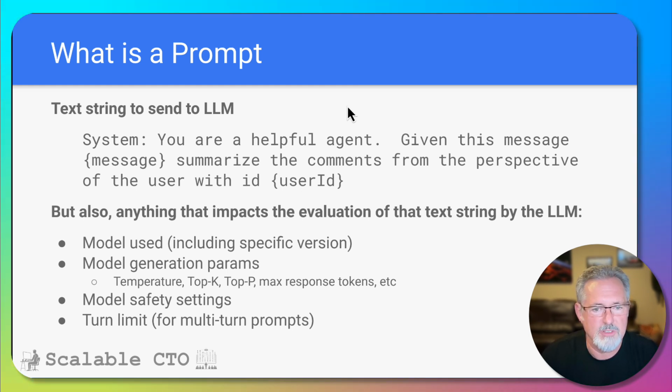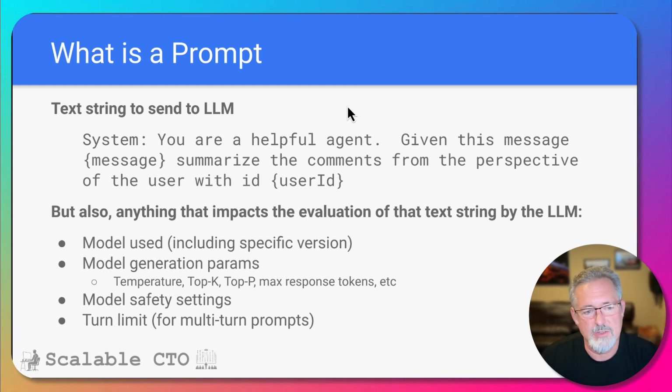Here's an example of one of our actual prompts. It's a system prompt that says you are a helpful agent. Given this message, summarize the comments from the perspective of the user with this ID. And you see inside of the brackets, we have some tokens that are going to get expanded out. Those are called placeholders. We'll talk about those a little bit more later. That's a fairly common technique, that when you're going to inject data into a prompt, you use this placeholder notation. But that's not all the prompt is.